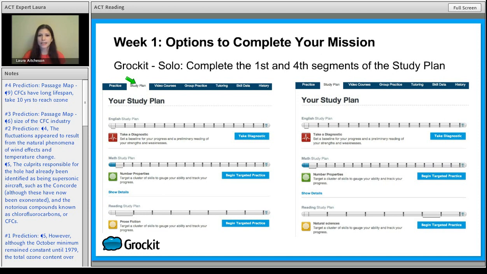Our study plan tab goes in the order of the section itself on the test. So the first 2 tabs here are prose fiction. So tackle prose fiction, 1, 2 right there. And then the last 2 tabs, 1, 2 right there, are natural sciences. So this is what you need to do for this week. You need to practice enough prose fiction and natural sciences so that you feel comfortable with them and you're starting to increase your accuracy. Your foundation is really important. That's if you want to do it on your own.